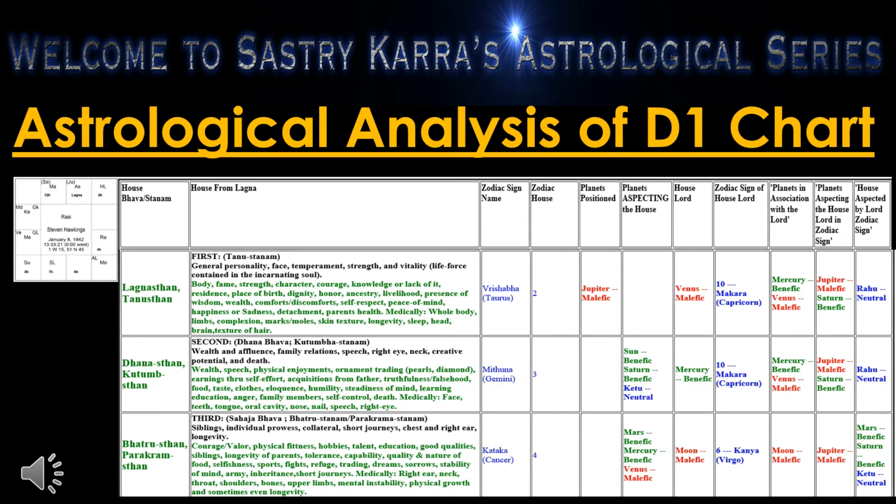There are no planets inside the 2nd house. The 2nd house is empty. But when you look at it, who is aspecting the 2nd house? Two planets are aspecting. That's the very important thing. Sun, residing in the 8th house, got afflicted, and Sun is directly looking at the 2nd house. The 2nd house deals with the speech, right eye, neck, creativity.